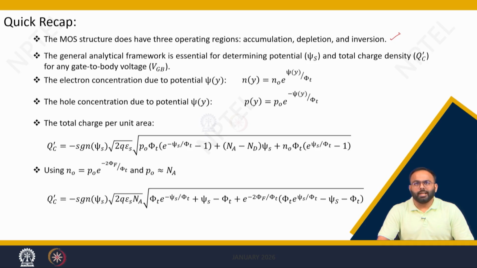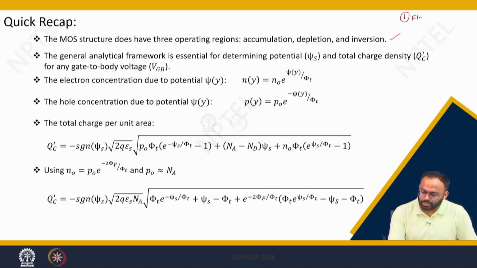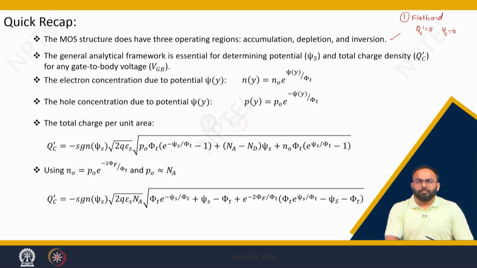If the applied gate voltage is equal to the flat band voltage, then there is no charge. So, we said that in flat band condition, the channel charge is 0, the surface potential is 0. If the voltage is negative, it means you are applying a negative voltage to the metal and this results in a positive charge in the semiconductor, and hence in accumulation my charge is positive and the surface potential is negative. This is accumulation condition.